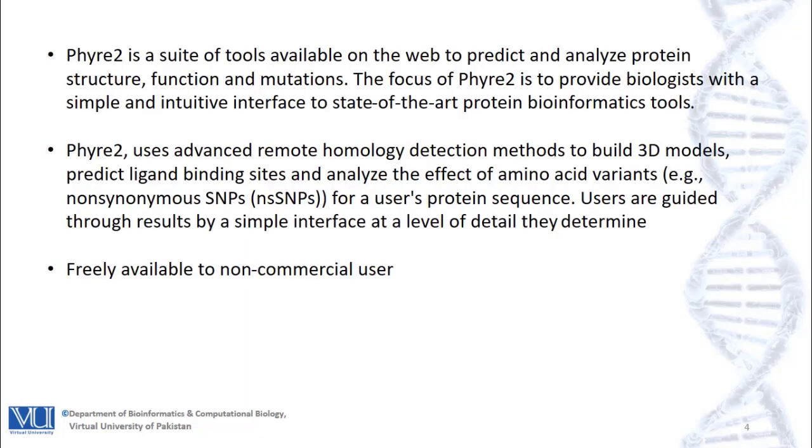Phyre2 is a suite of tools available on the web to predict and analyze protein structure, function, and mutations. The focus of Phyre2 is to provide a very user-friendly interface to the scientist or biologist. Phyre2 uses the homology modeling algorithm to build the 3D models. It can also be used to predict ligand binding sites and analyze the effect of amino acid variants. And this tool is freely available for non-commercial users.